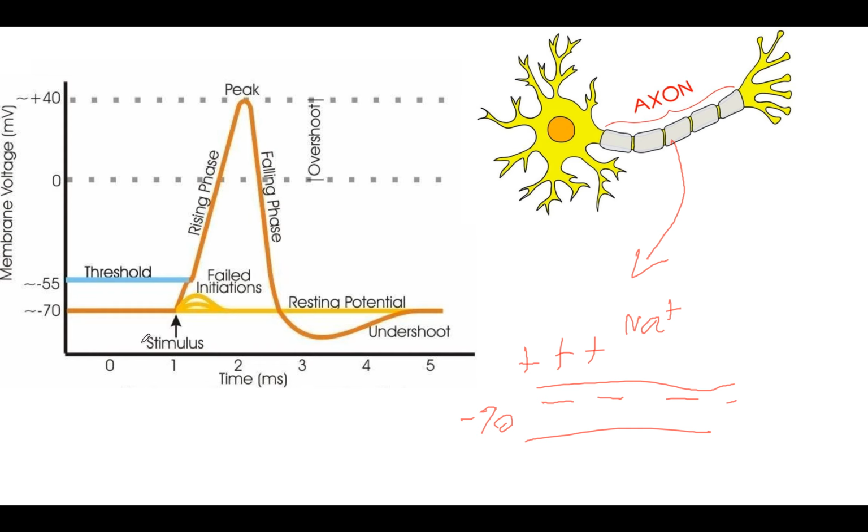Once a stimulus is sent, it has to be strong enough to reach negative 55 millivolts. If it's not strong enough to reach negative 55 millivolts, it fails to initiate an action potential, and thus no stimulus is sent through. So at negative 55, threshold is reached, and these things called sodium gated ion channels allow sodium to travel inside the cell.